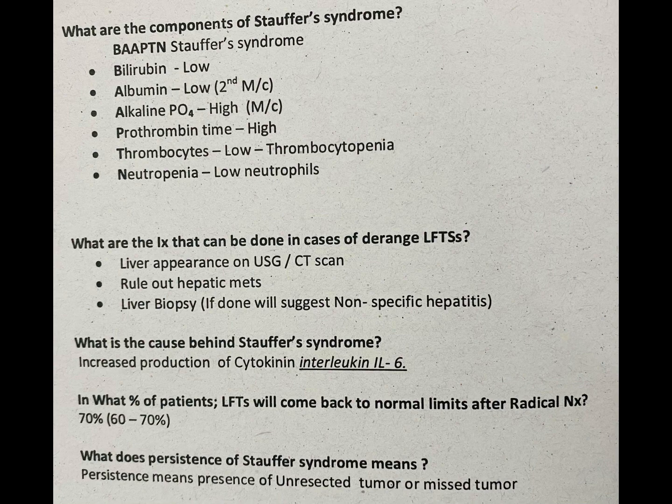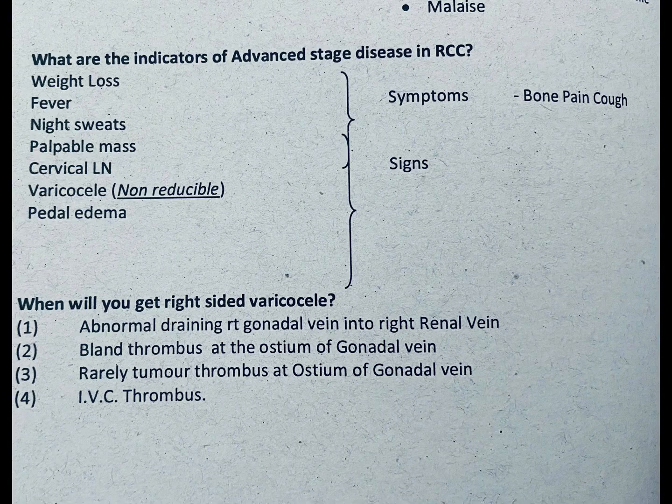Now let's discuss the clinical presentation of RCC. The most common presenting feature of RCC is incidental, that is found by performing ultrasound for some other reason. But the classical triad, which is present in only 10% of the cases, is flank pain, hematuria, and abdominal mass. And this triad is also called the too-late triad because this presentation is very late. Now, what are the indicators that can tell you that the patient is having advanced stage disease in RCC? That is weight loss, fever, night sweats, palpable mass, cervical lymph nodes, varicocele that is non-reducible, and pedal edema.